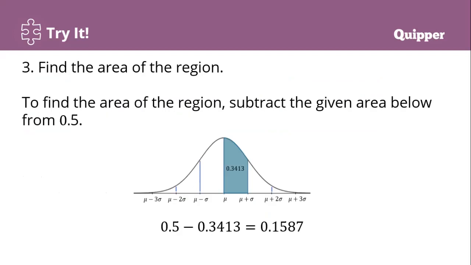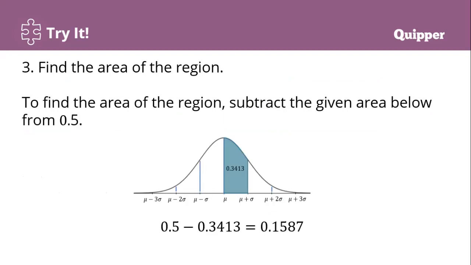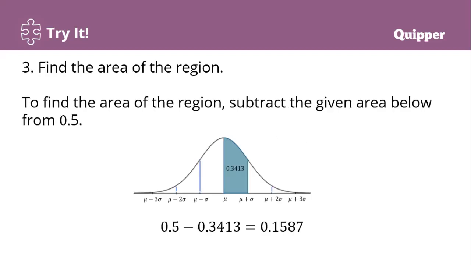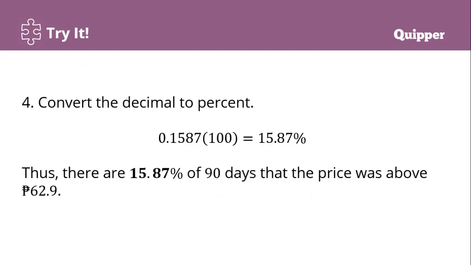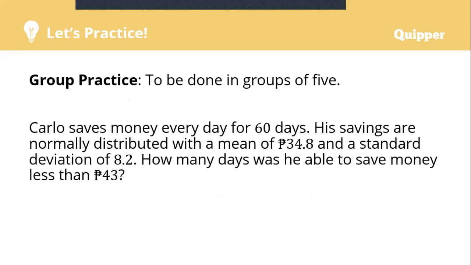To find the area, subtract the given area below from 0.5, since the center is 0.5. So 0.5 minus 0.3413. The answer is 0.1587. To get the percent, times 100 or move 2 places to the right, so 15.87%. So 15.87% of the 90 days had a price above 62 pesos and 90 centavos. Okay? That's it. Thank you.